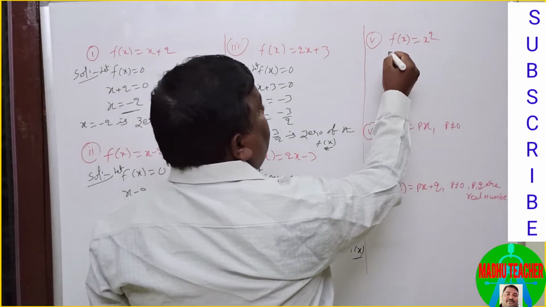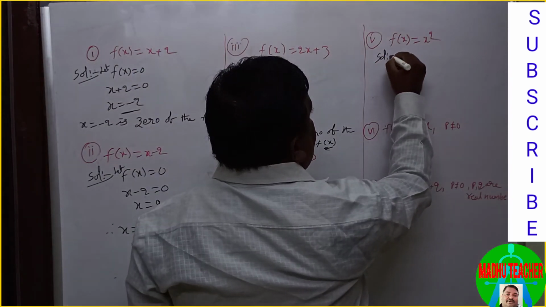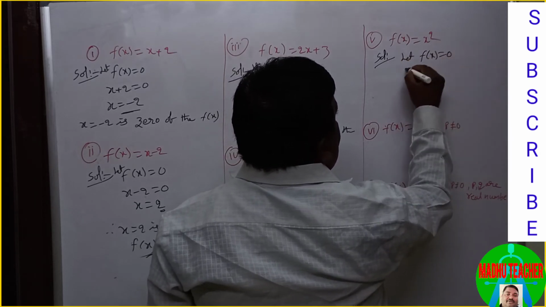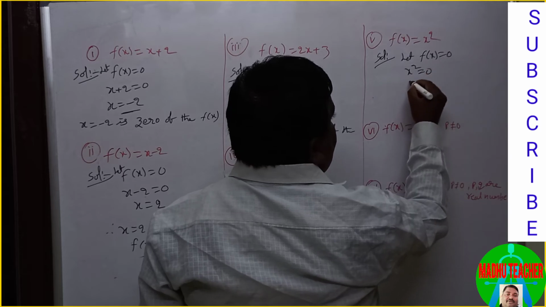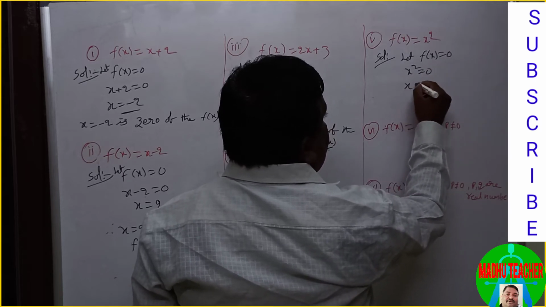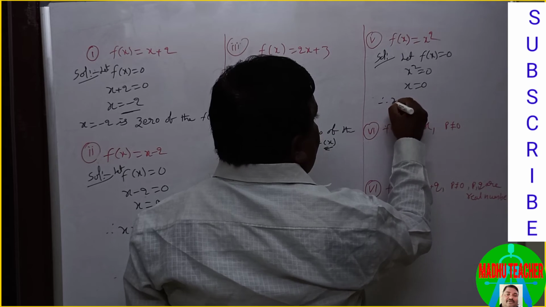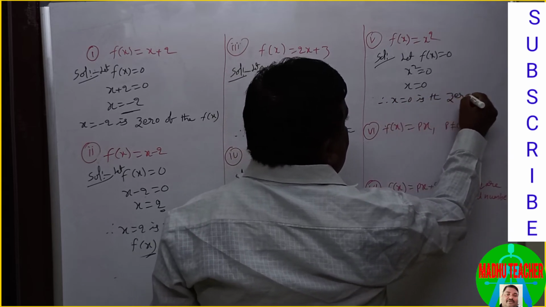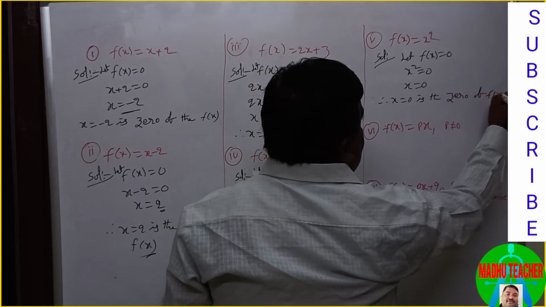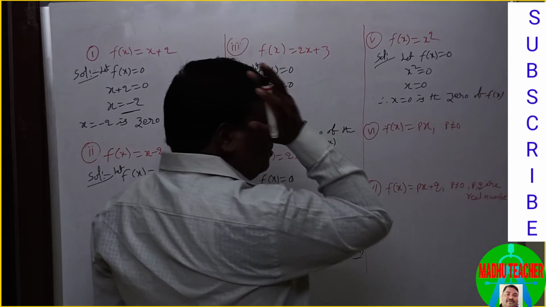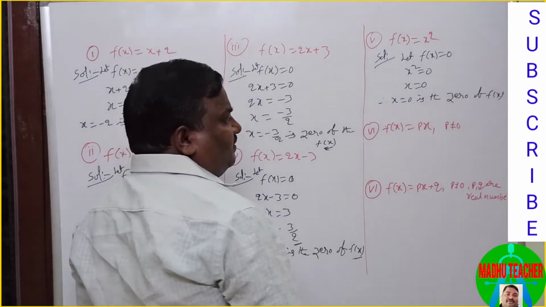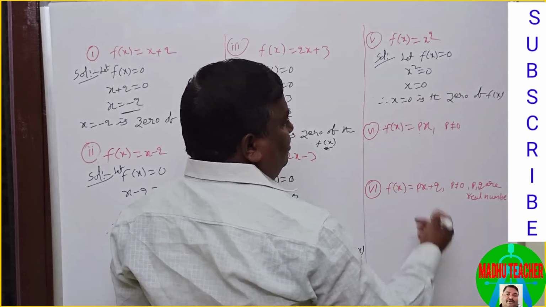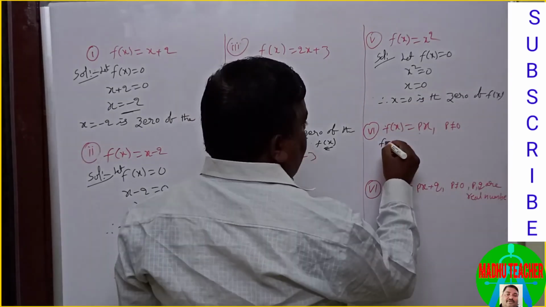Next, fifth one is, let f of x equal to 0. Therefore x square equals 0. So x square equals 0 means x equals 0. Therefore x equal to 0 is the 0 of polynomial f of x. Next, sixth one is f of x equal to p of x, where p not equal to 0. If p equals 0, it will become the 0 polynomial. Okay.